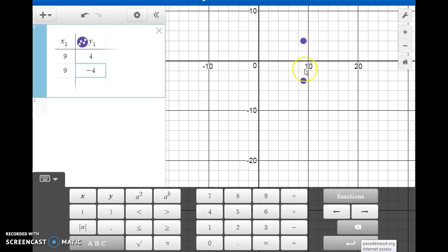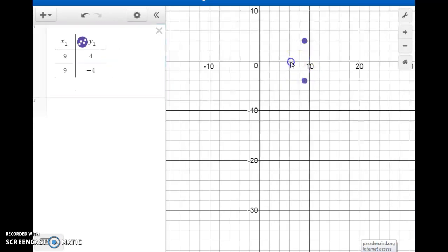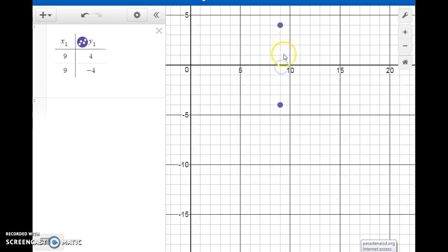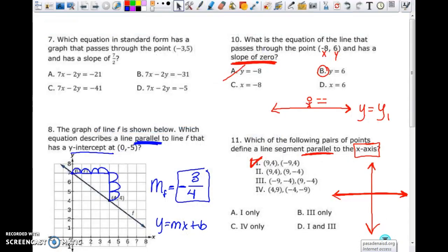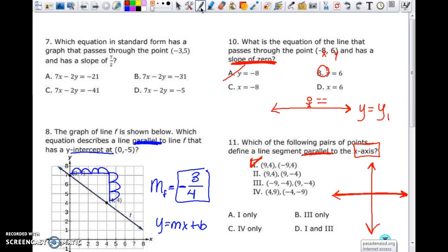Okay, if I made the line segment here, this would be a vertical line. Is a vertical line the same slope as a horizontal line? No, right? They're crossing each other. Remember, it's even crossing my x-axis right here. Parallel lines never touch. So line segment number 2 would not work.